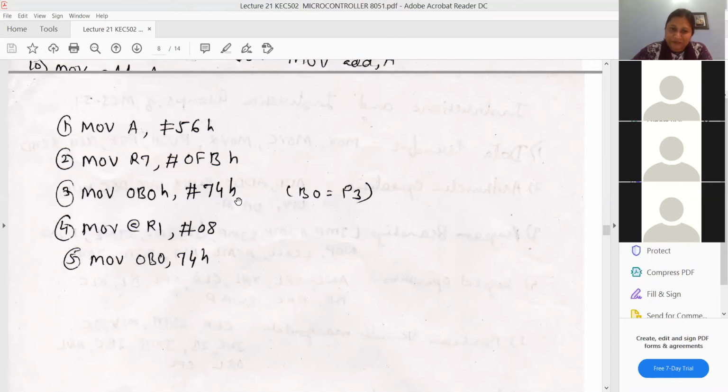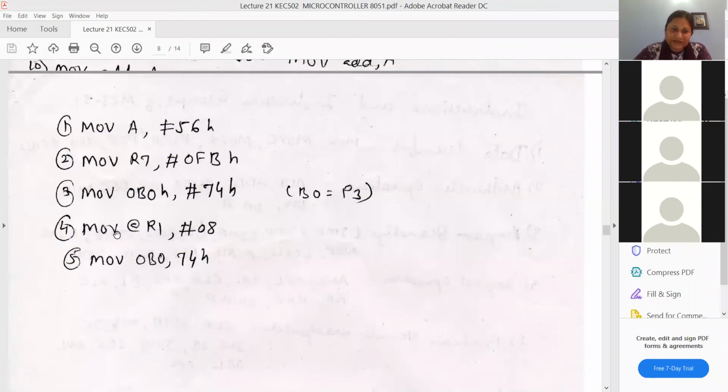This is just to explain you that your address can be anything from the 128 byte memory location, and if it is B0, that means the data is going to P3 port. But you don't have to remember that if you want to move the data into P3, you have to write B0. Nothing like that. You can write move P3 comma hash 74. So 74 data will go into P3. Or if you are writing address, then it will go to this particular RAM location. Understood? Yes, ma'am.